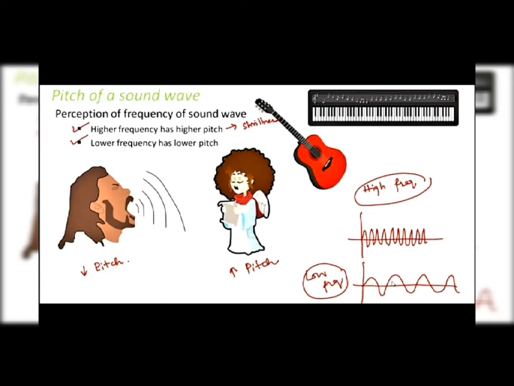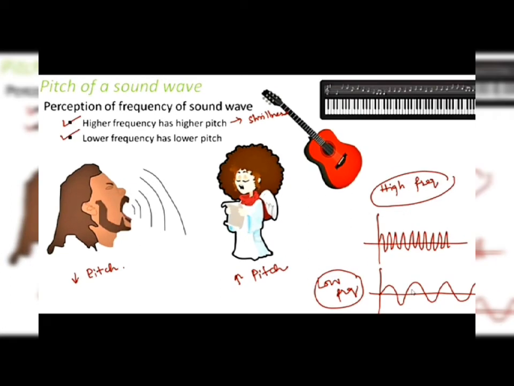Now, why are these differences? These differences are due to the difference in their frequencies. Now, as the frequency changes, the pitch of the sound also changes. Higher frequency will have higher pitch, and lower frequency has lower pitch. So, pitch is nothing but the shrillness in the voice.